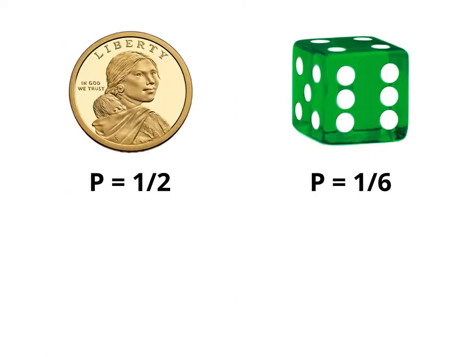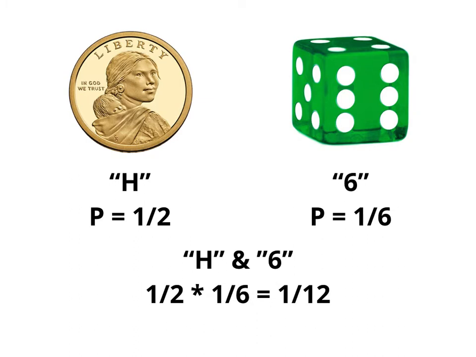So we know that the probability of getting a certain outcome of a coin is 1/2, and the probability of getting one outcome on a die is 1/6. We also know that the probability of getting, let's say, a head and a 6 is the product of these two probabilities, or 1/12.